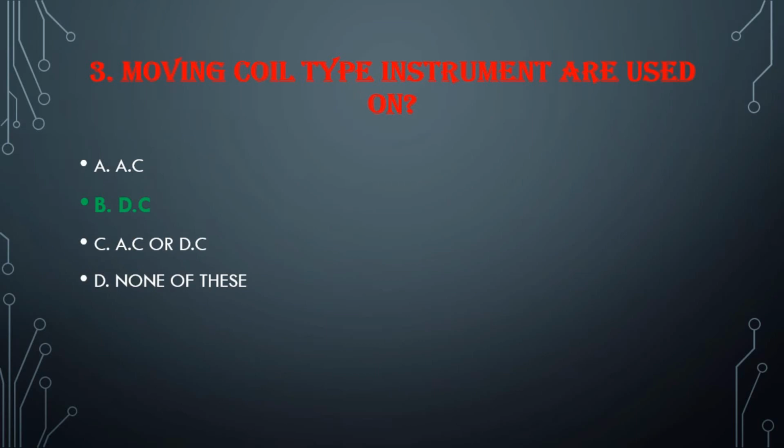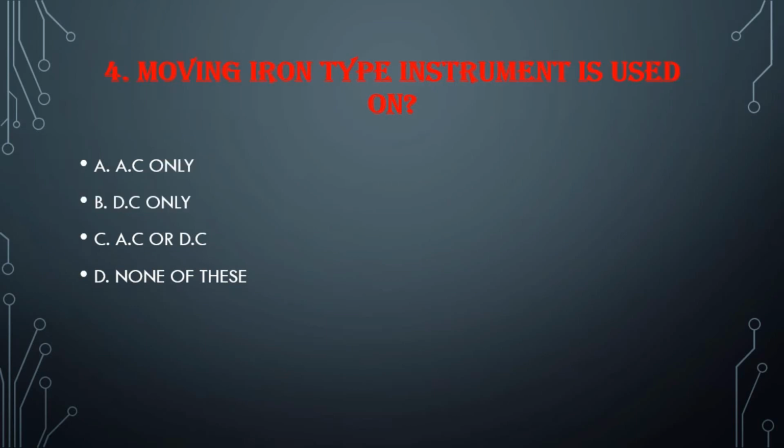The correct answer for this question, my friends, is B. DC. The next question for you all, my friends, is that moving iron type instrument is used on. The options are A. AC only, B. DC only, C. AC or DC, D. None of these. And your time starts now.